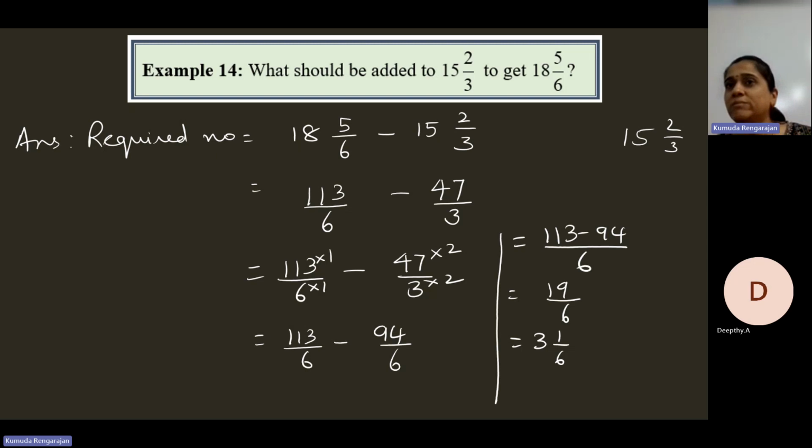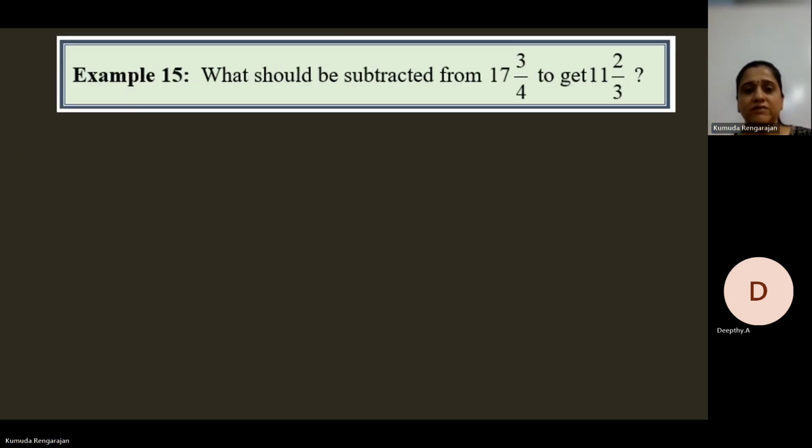To add or subtract, the fractions must be like fractions. They're unlike, so find the LCM and make them like fractions. So we made them like fractions: 113 by 6, 94 by 6. Now they're like fractions, so now you can subtract. How? Subtract the numerators and write the denominator as it is. So 19 by 6. But this one is an improper fraction, so put it as a mixed fraction. All right, I'll give you time to write.